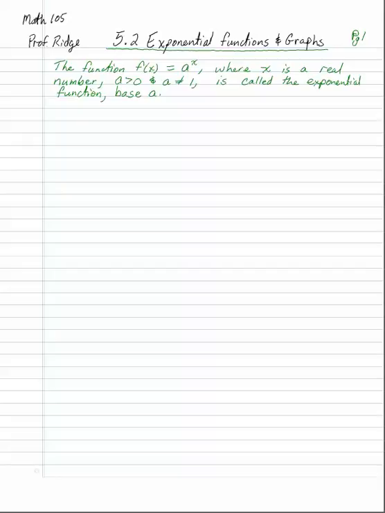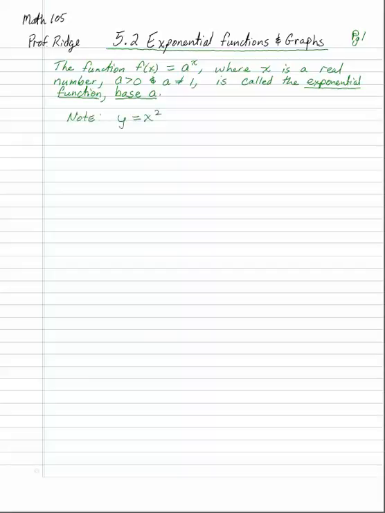The function f of x equals a to the x, where x is a real number, and a is greater than 0, and a is not equal to 1, is called the exponential function base a. All right? So the key to note here is that the variable is an exponent. That's why it's called an exponential function.